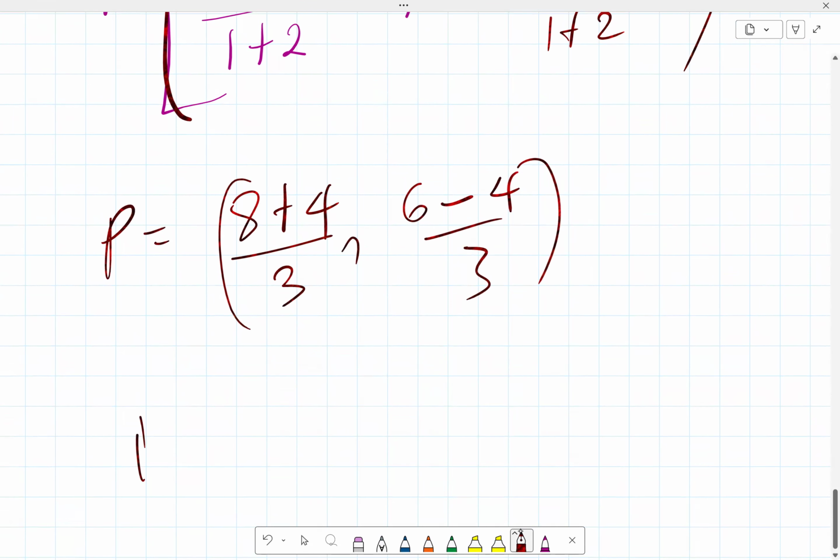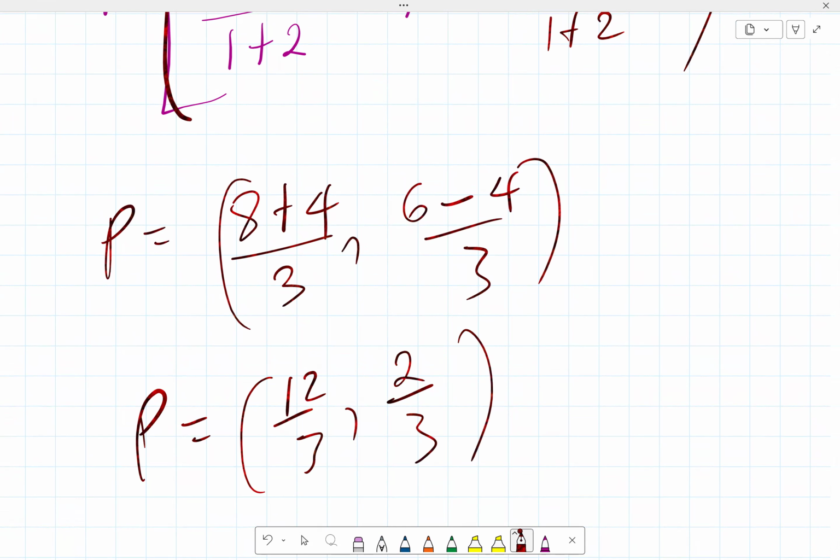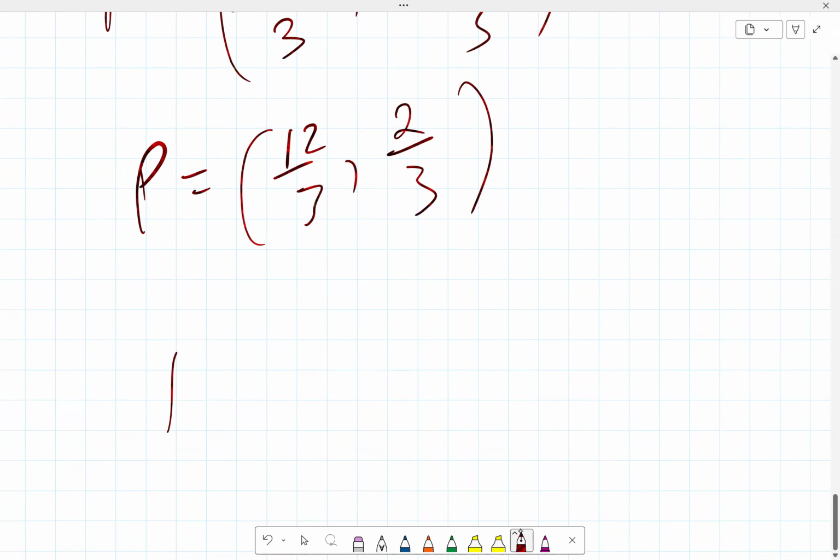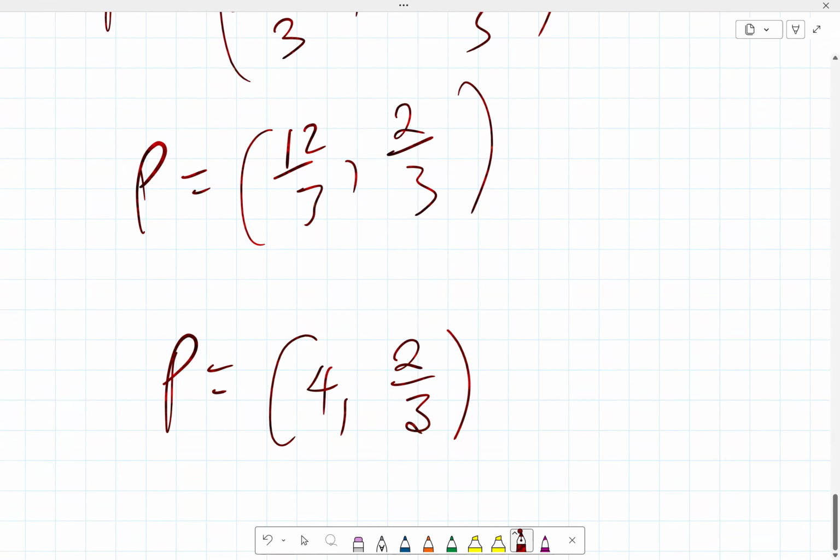So now we have P to be 8 plus 4, that's 12 over 3. Then 6 minus 4, that's 2 over 3. So we have 12 over 3, 2 over 3 like that. Of course, now 12 over 3 is 4. So 4 comma 2 over 3. That is the point that divides the line into ratio 1 to 2.